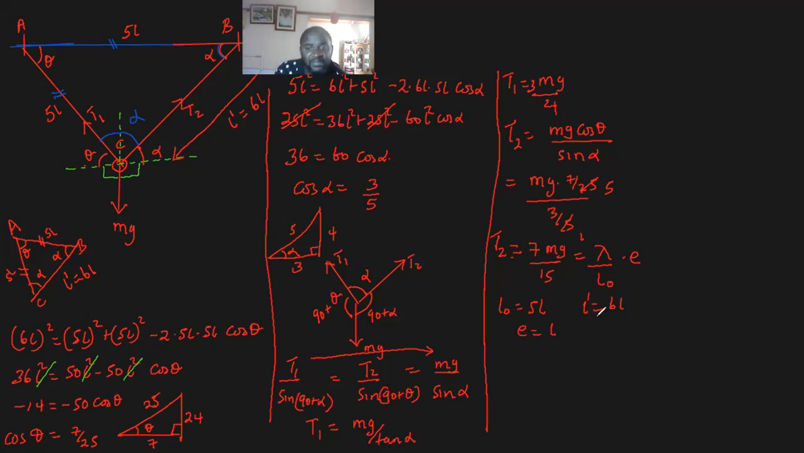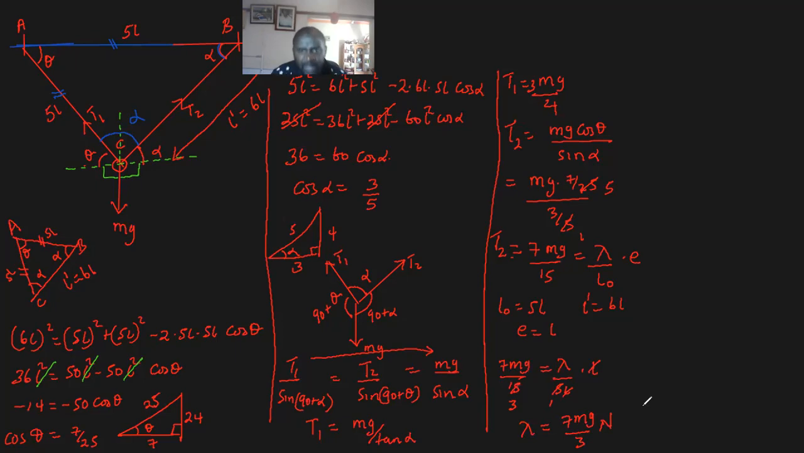We are now ready to substitute. We shall have 7 mg out of 15 is equal to lambda out of 5L times L. Vanish the L, by 5 once, by 5 thrice, lambda is equal to 7 mg out of 3. And these are newtons. Yeah? There is a 7 mg.